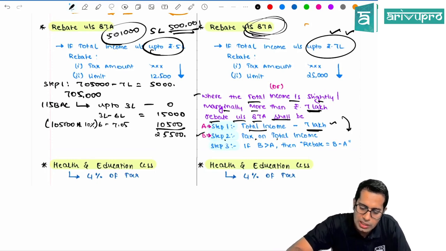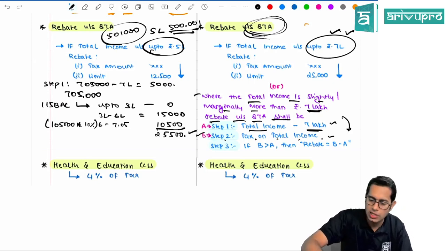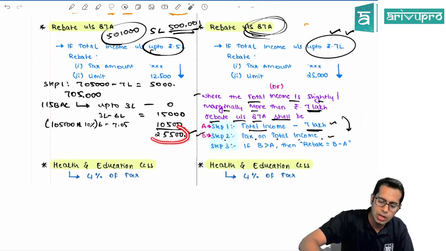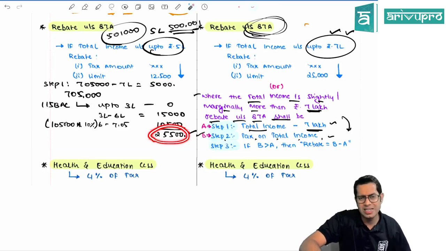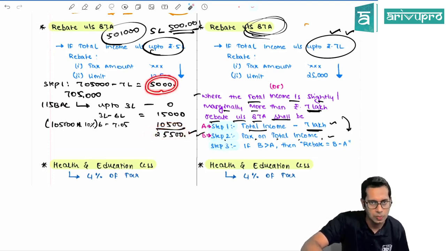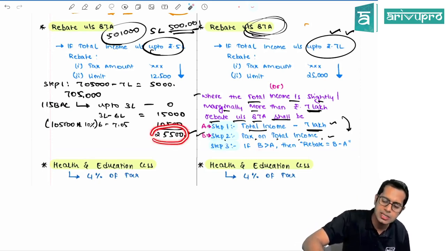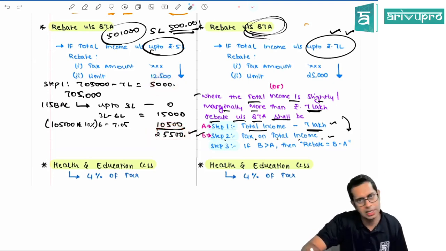Step number 2, calculate the tax on total income. The tax on total income comes to 25,500 rupees. This tax is before cess. And the extra income which I have earned is 5,000 rupees. Now, what is the question? Step number 3: is your answer in step number 2 more than the answer in step number 1? Is this 25,500 more than 5,000 rupees? Yes, it is more.